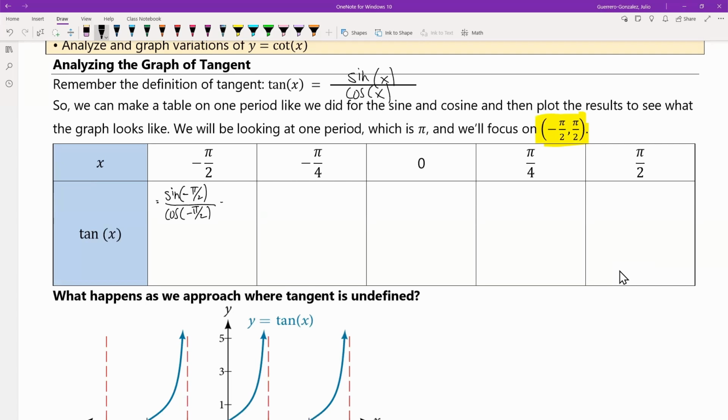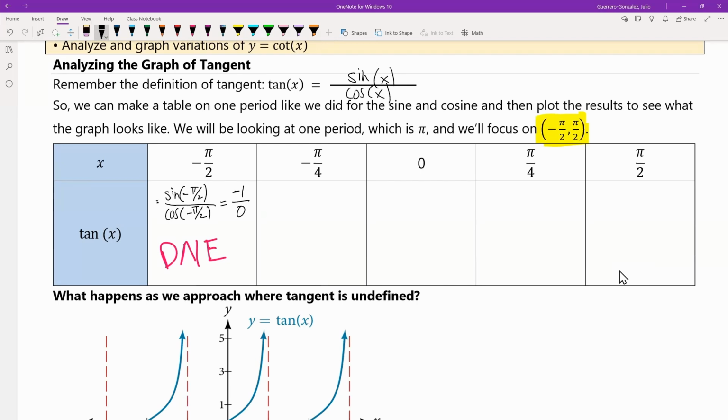If you use your unit circle, this is going to be negative 1 divided by 0. This right here does not exist. Okay, let's keep moving on. I'll cover that in a second.